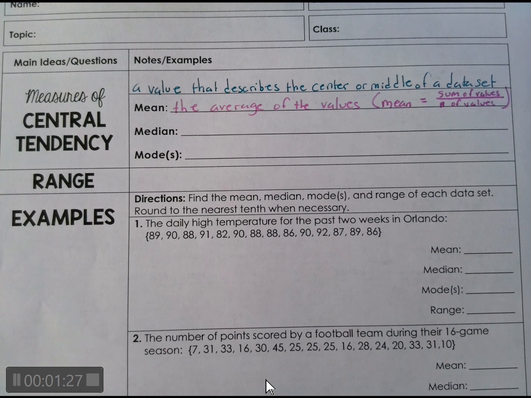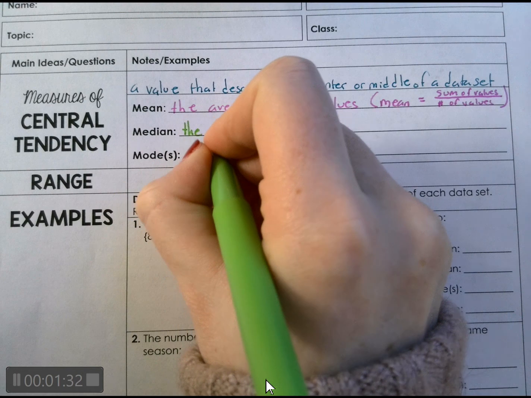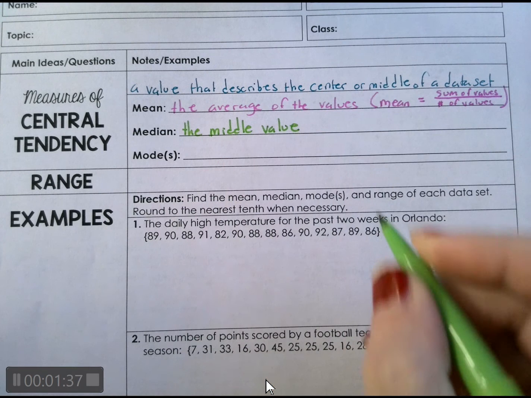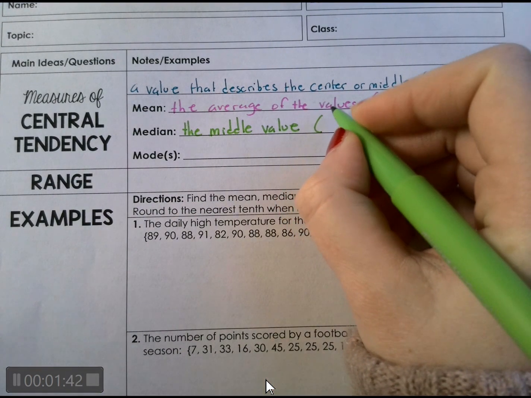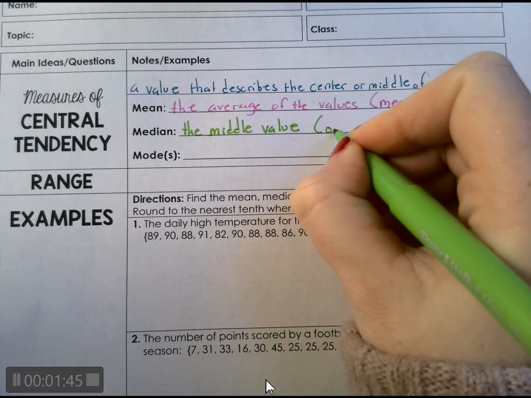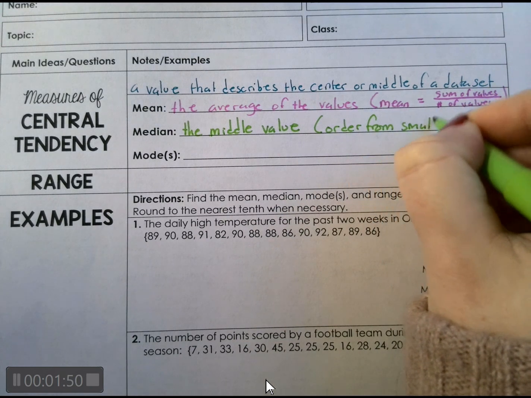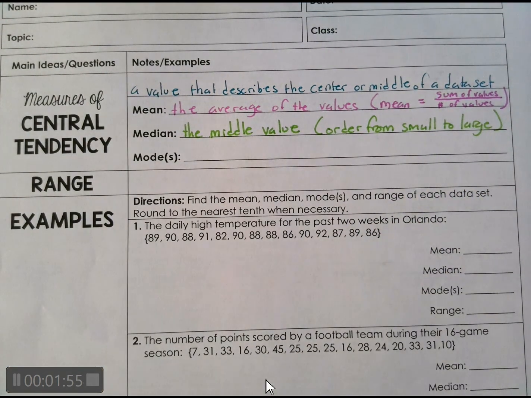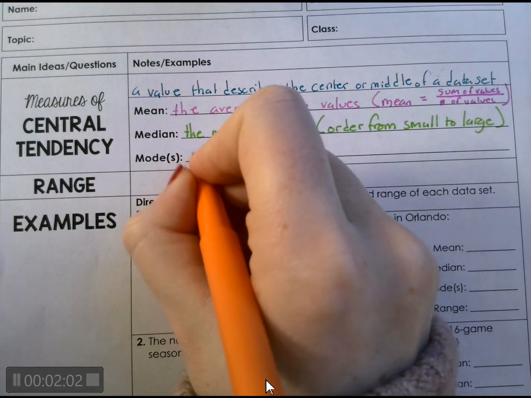Our median is the middle value. But your numbers, your data set, must be in order. So, order from small to large. And mode is the most occurring value. It's the one that you see a lot.